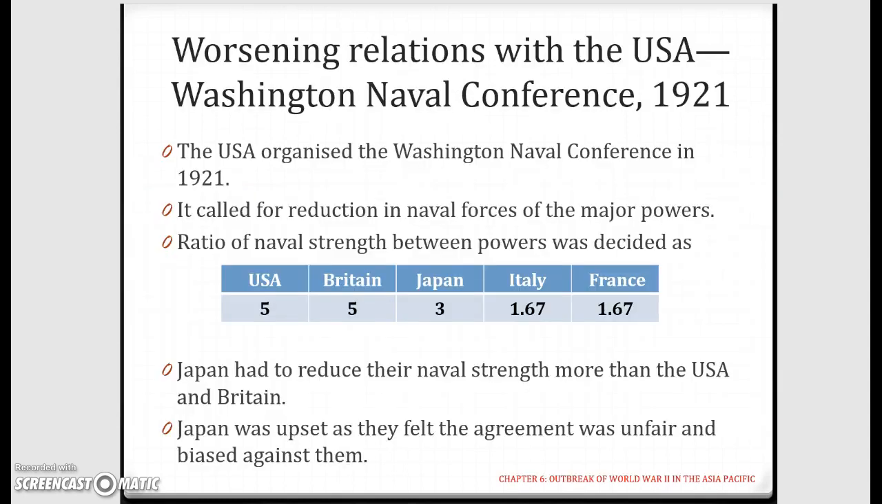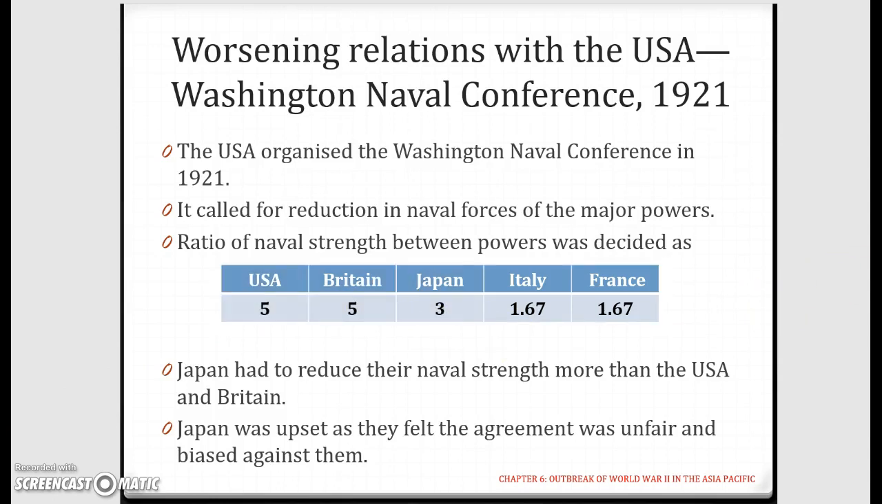Another example of worsening relations with the USA was at the Washington Naval Conference. This was already mentioned in chapter 4, was it? I think 4.1, failure of the League of Nations to exercise disarmament. This was one of the few successes, but was it actually by the League of Nations? Go find out if you can't remember. Eventually it was a success in which they reduced their naval forces in the ratio 5:5:3 for USA, Britain, and Japan. If you can't remember Italy and France, I think the easier one would just be to remember these three. 5:5:3.